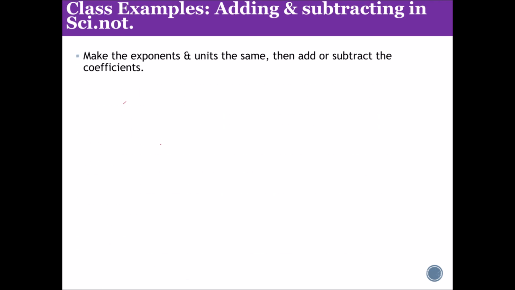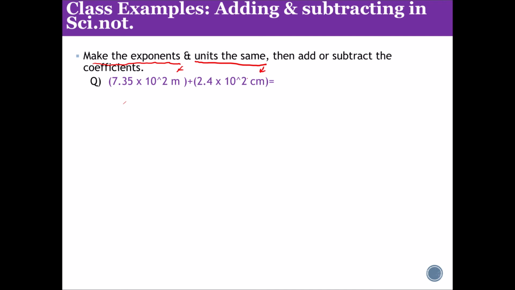Adding and subtracting in scientific notation can be a little more complicated than multiplying and dividing because there are two things you have to watch out for. One, to do this by hand, you want to make sure that the exponents on the values are the same. And two, you have to make sure that the units are the same. So you can't simply add meters and centimeters together.